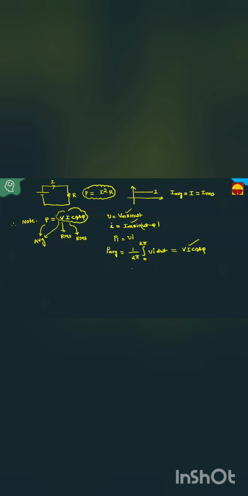How are we getting this VI cos phi? By calculating the average value, not by calculating the RMS value. That's why this VI cos phi, the active power, is not an RMS power. We don't have any concept of RMS power. So only average power, but that average power is given by RMS voltage and RMS current. That point you have to answer.